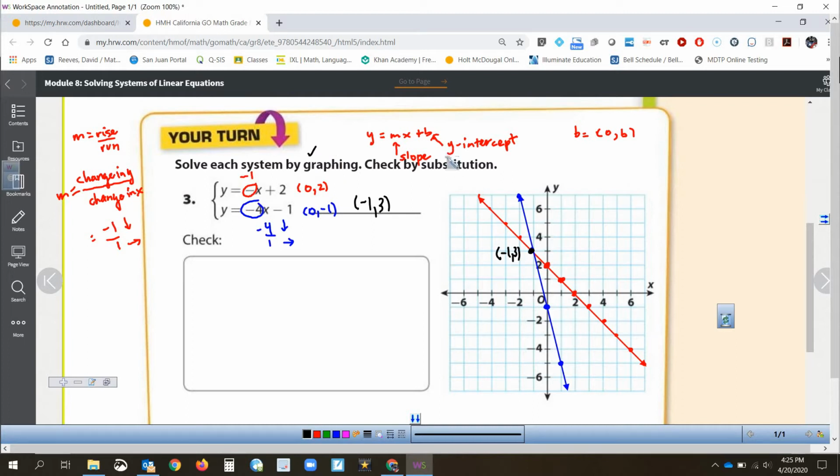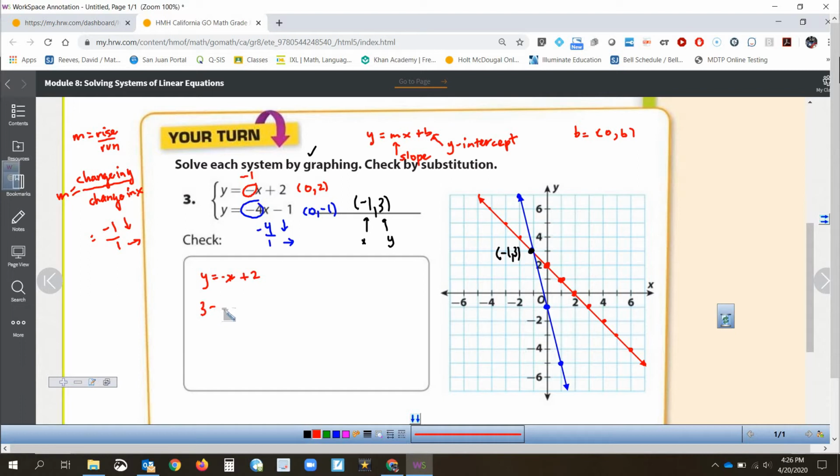Now it says to check by substitution. Well, that -1 is x, and that 3 is y. So I have my first equation. I'm going to go ahead and make it in red because I made that my red equation. y equals -x, or the opposite of x, plus 2. So I'm going to plug this in and see if it makes it true.